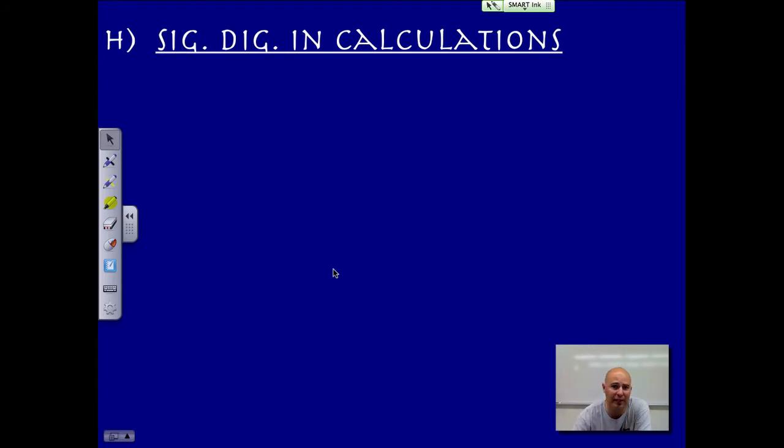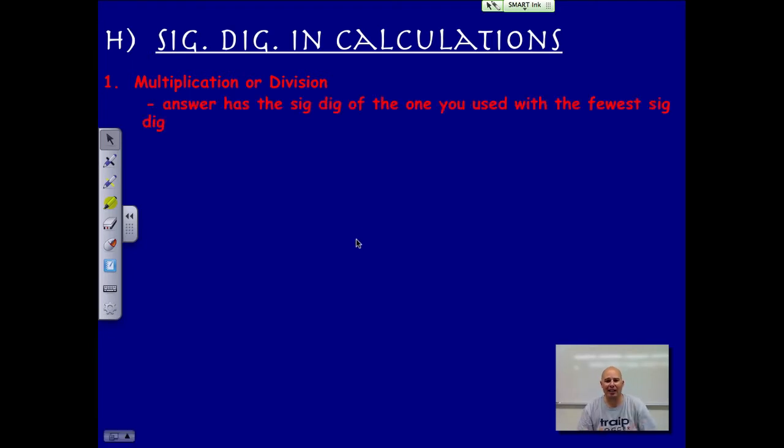So there are two different ways in significant digits and calculations. First, if we have multiplication or division, we're going to do it one way. If there's an addition or subtraction, it's going to be another way. I'll describe them as I go through, and again, I think the examples will be the best in terms of describing how they're done. If you have multiplication or division, then the answer has the significant digits of the one you used with the fewest significant digits.